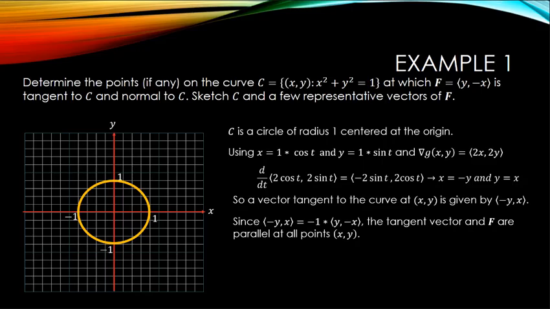Since the vector negative y, x is equal to negative 1 times the vector y, negative x, the tangent vector and f are scalar multiples of each other, meaning that they are parallel at all points xy. This tells me that my vector f is tangent to the circle at all points. Some of my sample vectors include a vector in the clockwise direction in quadrant 4, a vector in the clockwise direction in quadrant 3, a vector in the clockwise direction in quadrant 2, and another vector in the clockwise direction in quadrant 1. And all of these vectors are tangent to my unit circle.